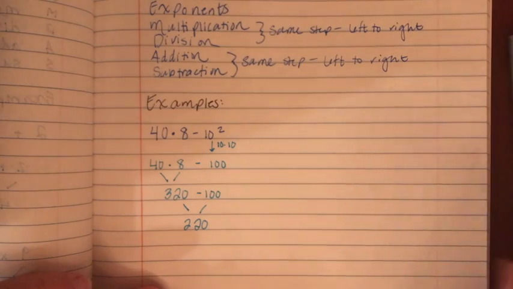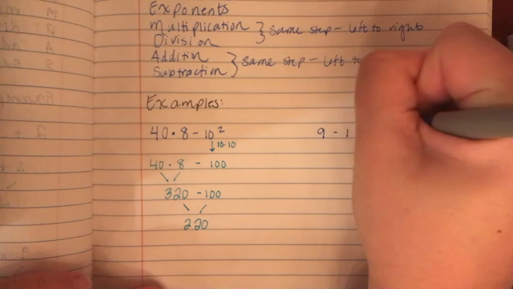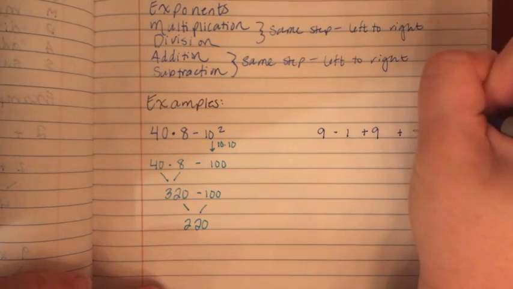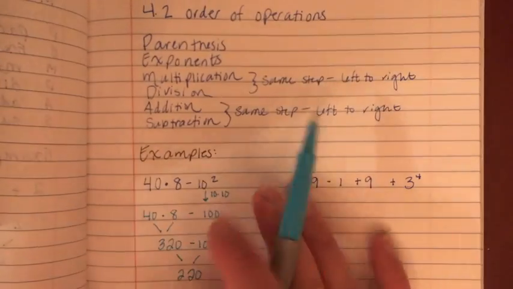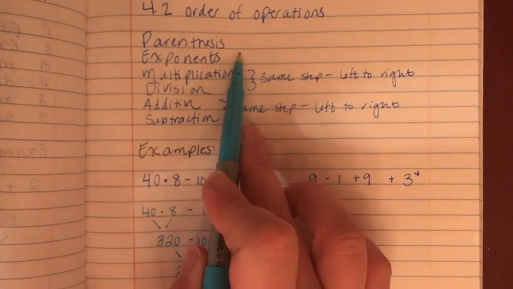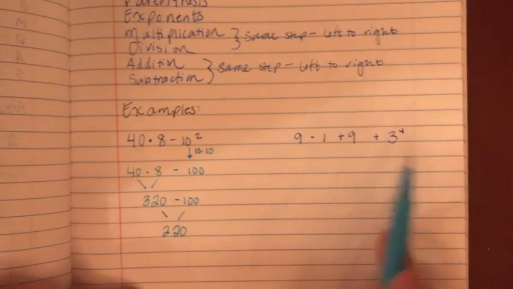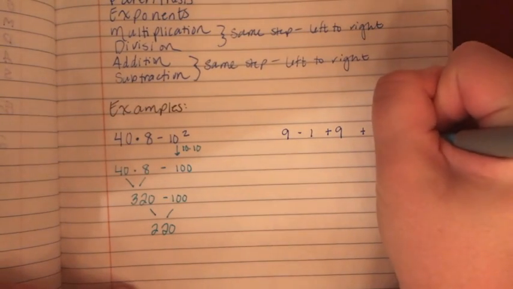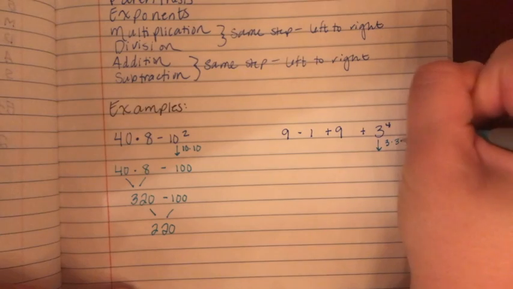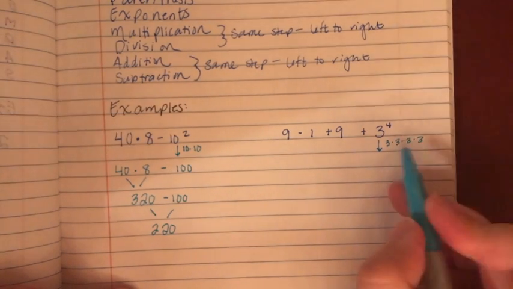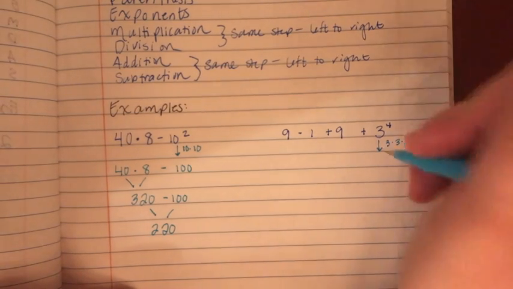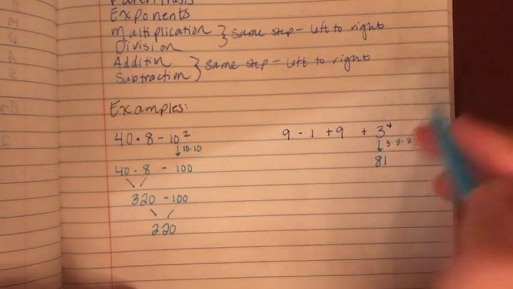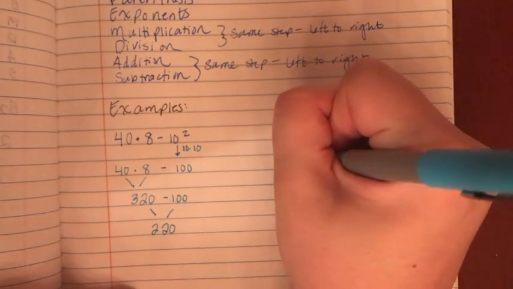Okay, next one. 9 minus 1 plus 9 plus 3 to the 4th power. So I have no parentheses, so I move on to exponents, and I do have an exponent, so I'm going to solve for this. So this becomes 3 times 3 times 3 times 3. So 3 times 3 is 9, times 3 is 27, times 3 is 81. And now I'm going to bring everything else down.